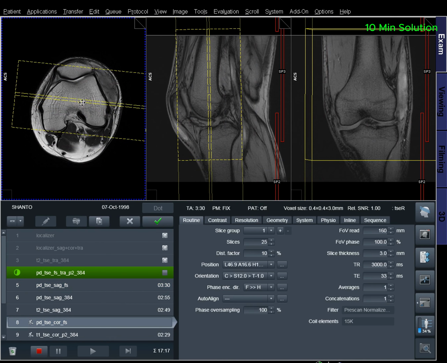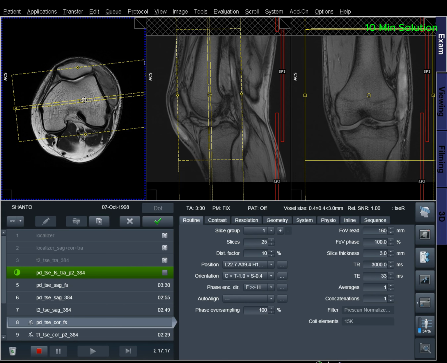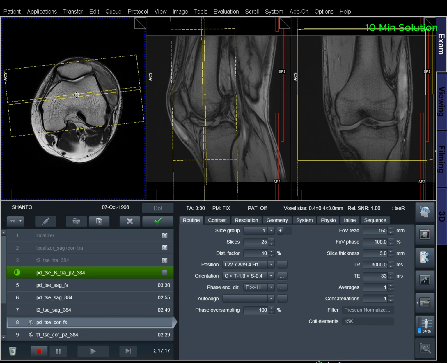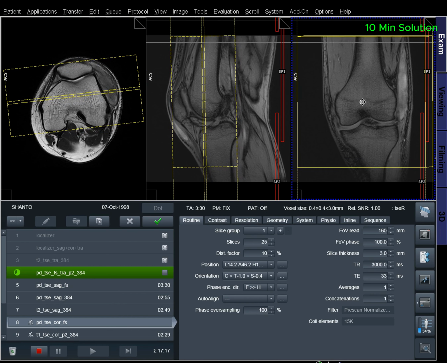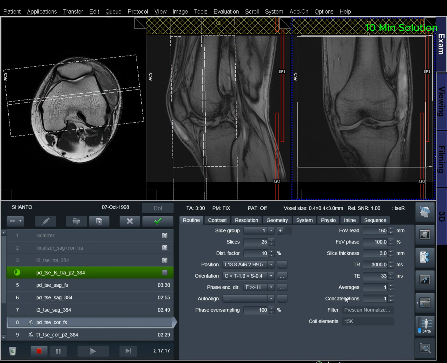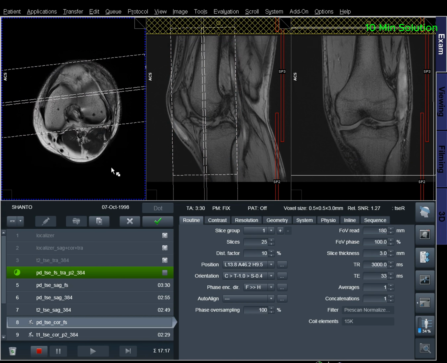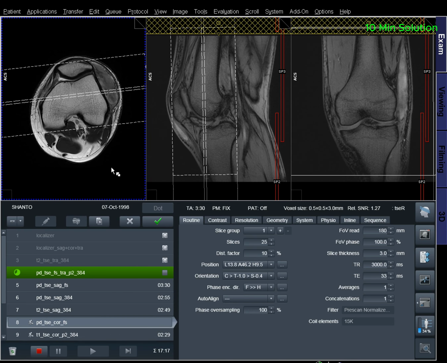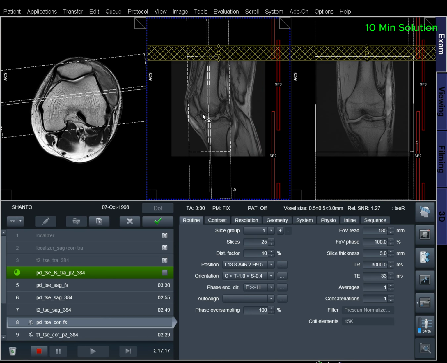3. PD fat sat coronal. Plan the coronal slices on the axial plane, angling the planning block parallel to the medial and lateral condyles of the femur. Check the planning block in the other two planes. An appropriate angle must be given in the sagittal plane, parallel to the midline of the femur and tibia.